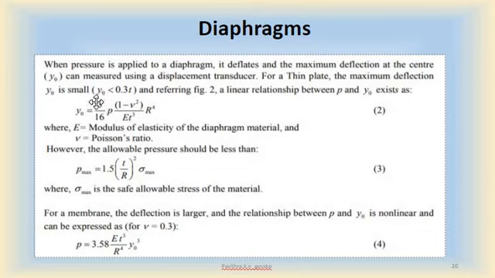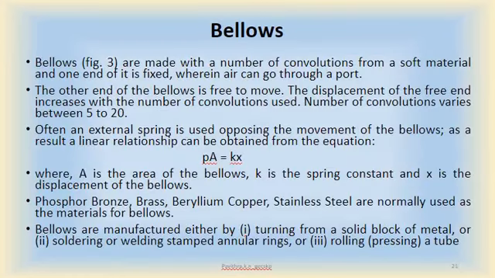This relation actually denotes a linear relationship, and in some cases if the applied pressure exceeds the limit, then there is a chance of going on to non-linearity. So in such cases the relationship between Y naught and P is given by this equation, equation 4. So that is diaphragms, and next let us move on to bellows.